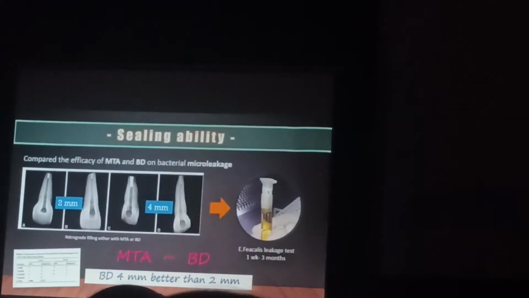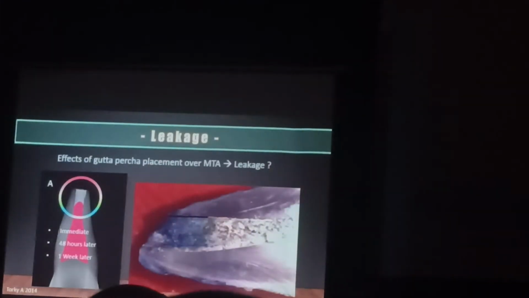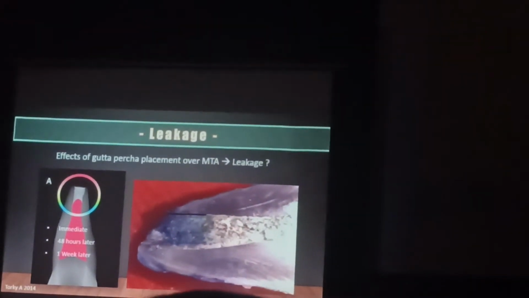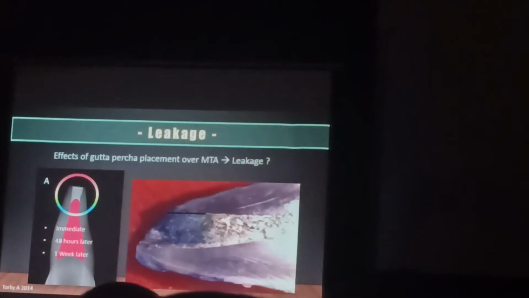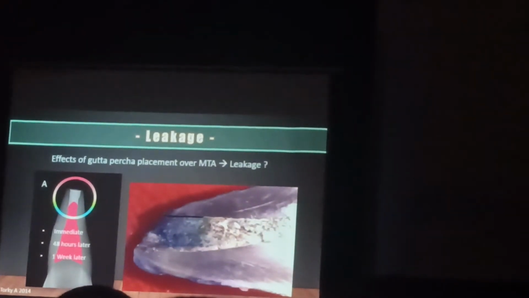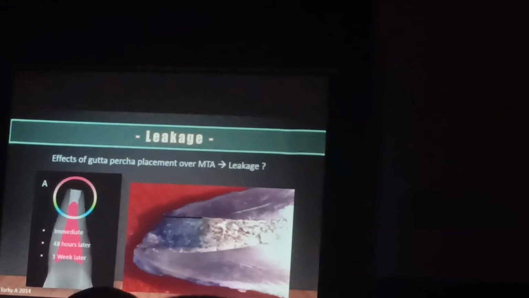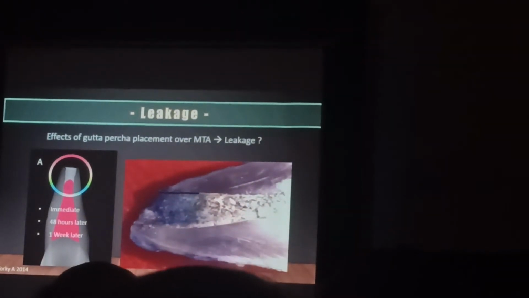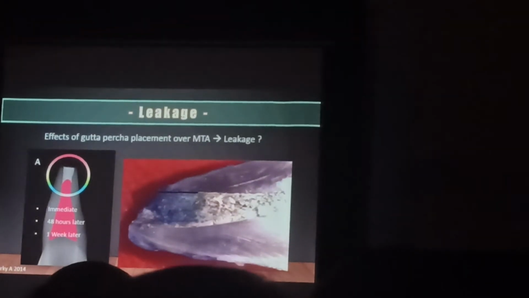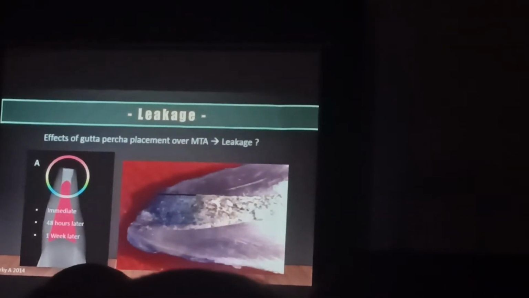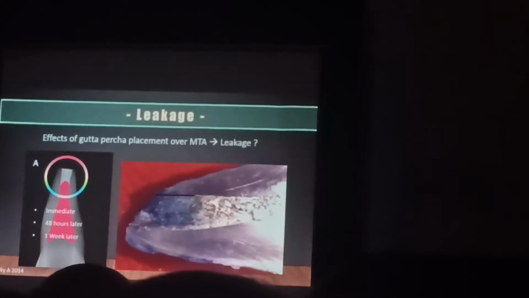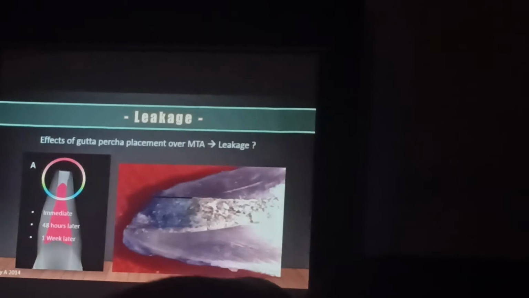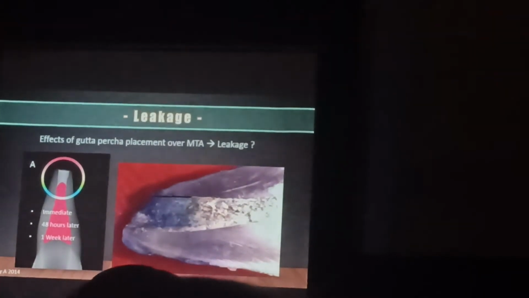So if you would like to use Biodentine as an apical barrier, just place it for 4 millimeters, okay? For the leakage, it is also important in this part because we would like to know that this material can provide enough bacterial sealing. So in these studies, they placed MTA at the end of the root, and then they placed the gutta-percha immediately after, 48 hours later, and also 1 week later, after waiting for setting.